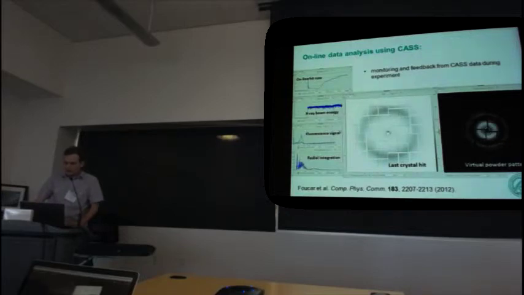And here we have the graph of the online hit rate, which grows with time whenever we are on the jet and have enough crystal concentration. We can also monitor the X-ray beam energy and the fluorescence signal, or calculate the radial distribution of intensities of this virtual powder pattern. And also we can look up the last crystal hit, which is very useful.